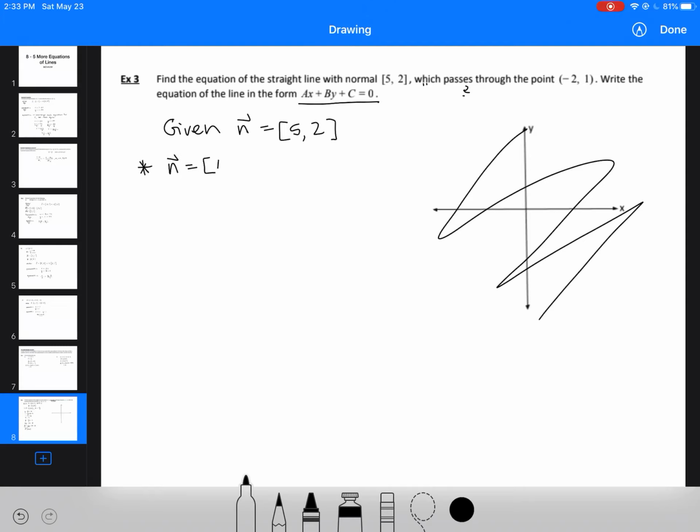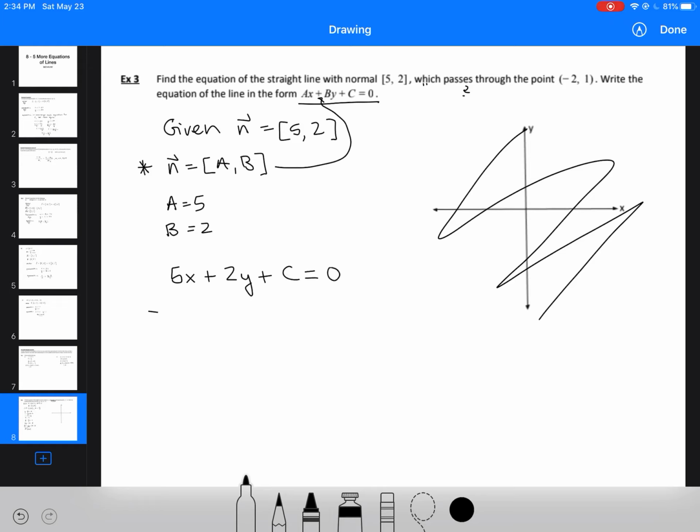And I will tell you a secret. If we let the vector n be represented by a and b, we can actually substitute those directly into our standard form of the equation of a line. So let's try that. Our normal is 5, 2. So that means in our equation, a equals 5 and b equals 2. So then we have 5x plus 2y plus c equals 0.